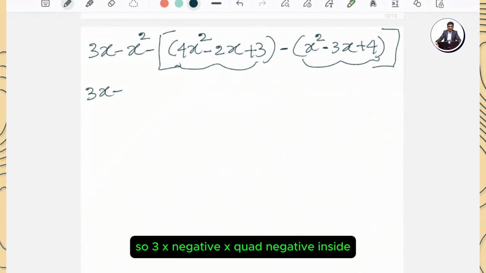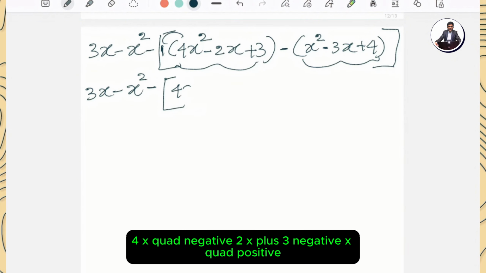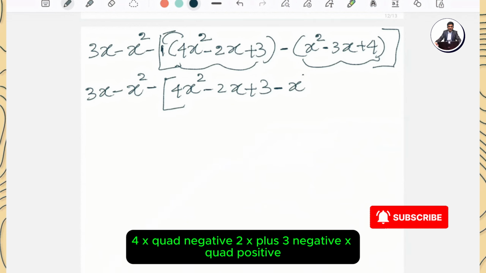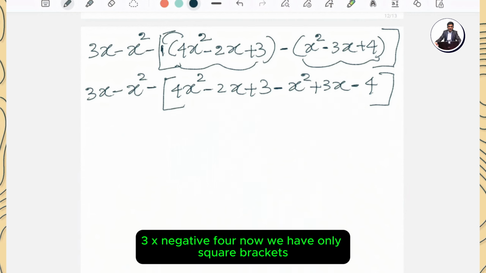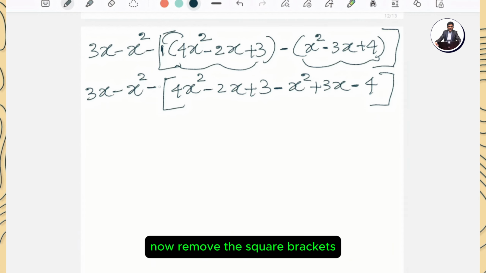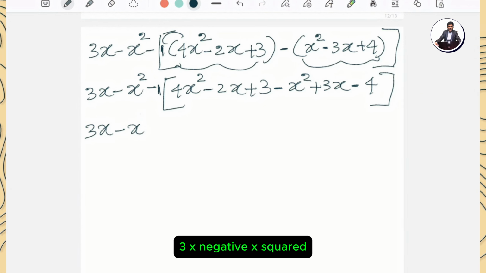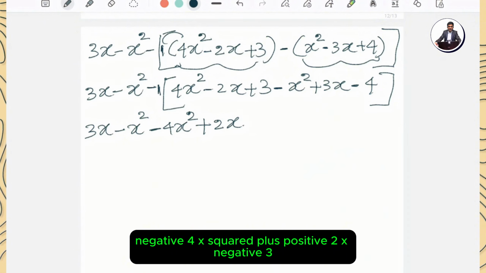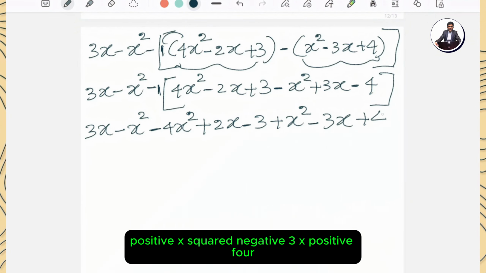So 3x negative x squared negative. Inside you can multiply by 1: 4x squared negative 2x plus 3, negative x squared positive 3x negative 4. Now we have only square brackets. Now remove the square brackets by multiplying by negative 1. 3x, negative x squared, negative 4x squared, positive 2x, negative 3, positive x squared, negative 3x, positive 4.